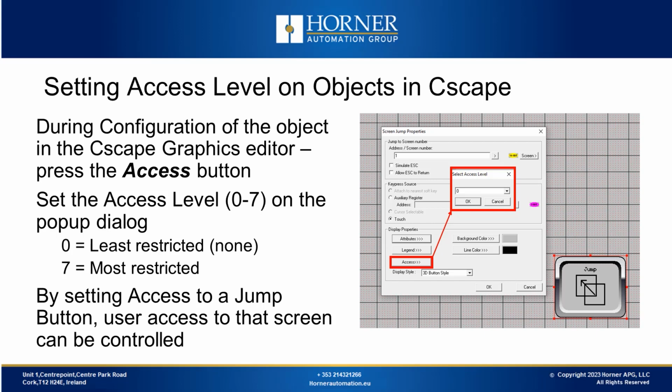An access level of 0 implies no restrictions. Anyone can operate the object with full functionality. An access level of 7 means you need a user access level of 7 or higher to operate the object. To protect an entire screen, assign an access level to the jump object leading to that screen, or to limit specific operators from accessing it.